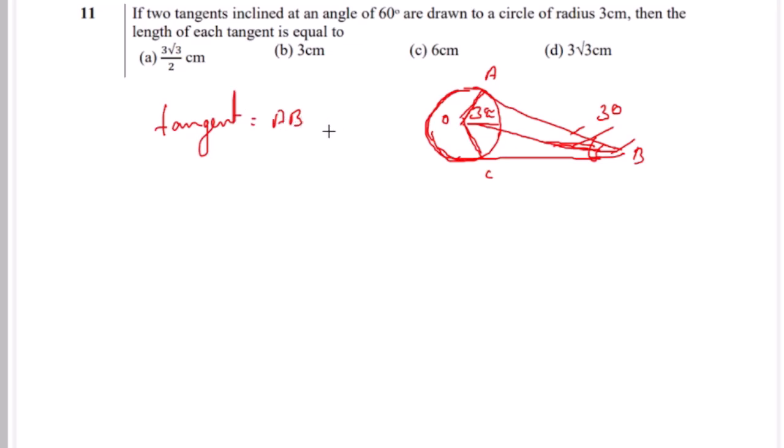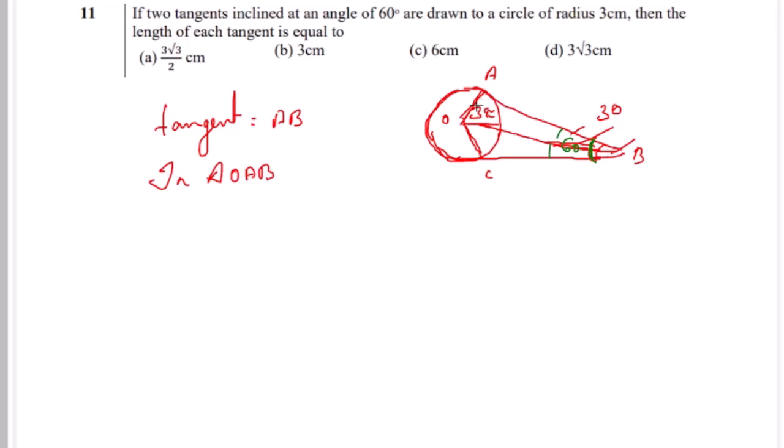AB is the tangent. Now we can see that in triangle OAB, OB bisects this angle ABC. So if this angle is 60 degrees, the whole angle, each angle must be 30 degrees. So this angle is 30 degrees because it bisects.